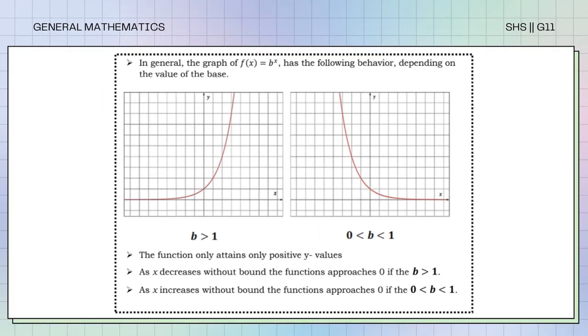So, in general, the graph of f of x is equal to b raised to x has the following behavior depending on the value of the base. In the first example, the base is 2, and that is greater than 1. Since it is greater than 1, this will be our graph. So, if b is greater than 1, then this is our graph. The second example has a base less than 1, because that is 1 half. So this is our b, which is 1 half. That is greater than 0 but less than 1. So this is our graph.